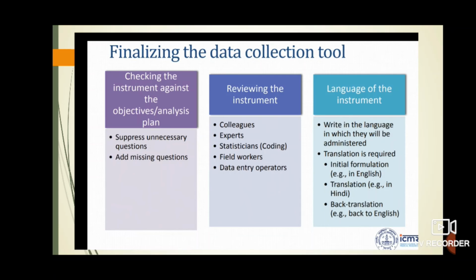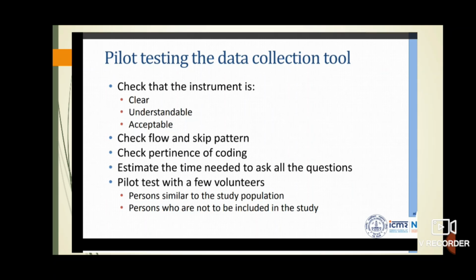Finalizing the data collection tool, you have to make a checklist of the instrument against which the objective is planned, and review the instruments. Who should review the instruments should be planned, and the language of the instrument, like translation and coding. Pilot testing of the data collection tool is to check that the instrument is clear, understandable, acceptable, check for the flow and skip pattern, check the pertinence of coding, and estimate the time needed to ask all the questions. Pilot test with a few volunteers like persons similar to the study population, persons who are not to be included in the study.